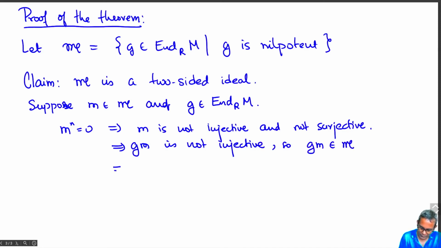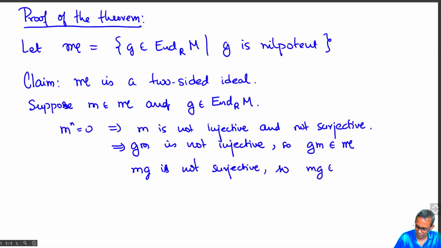And this also implies that mg, the original statement here, is not surjective because m is not surjective. So mg again belongs to M because the complement of M consists only of units. So M is closed under left and right multiplication by elements of End(R M). Now it only remains to show that the sum of two elements of M is in M.